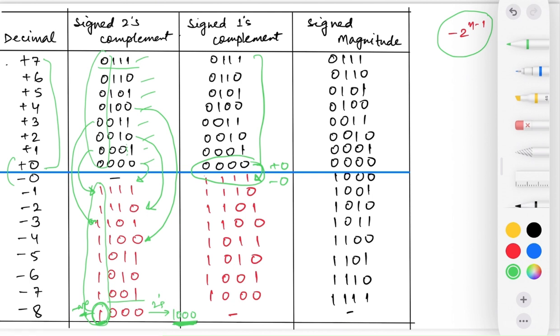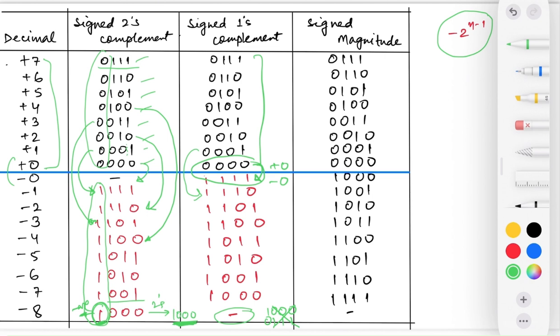Now take one's complement of 1, you will get this number, and further you can take one's complement of all to get the negative numbers. Here you cannot represent minus 8. Write down plus 8 and take one's complement. What will it be? 1 1 1 0. 1 1 1 0 is not minus 8, so you cannot represent minus 8 here. So only plus 7 to minus 7 you can represent. In the 2's complement number system, you can represent plus 7 to minus 8.